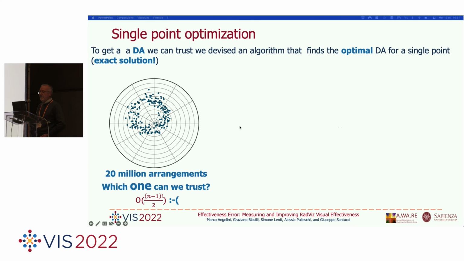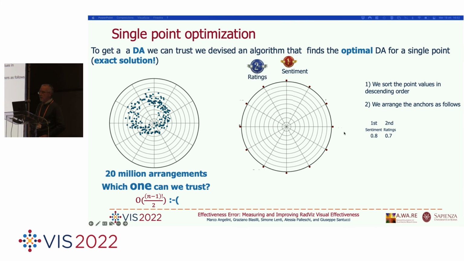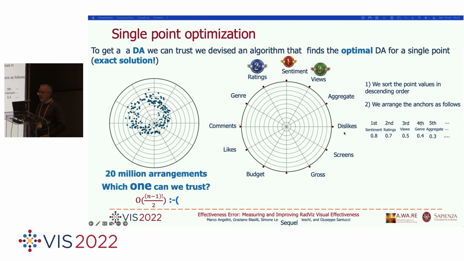We got a simple algorithm that defines the optimal dimensional arrangement for a single point, the exact solution. It is surprisingly simple. I'll show you with an animation. We sort the point values in descending order. You arrange the anchors as follows. The first one on the top, the second one on the left, the third one on the right, the fourth one on the left, the fifth one on the right. You got the idea? And eventually, the point will be in the right position, exactly close to its dominant dimension. It is simple, tractable. The error is 0, and we have a formal proof of that in the paper.